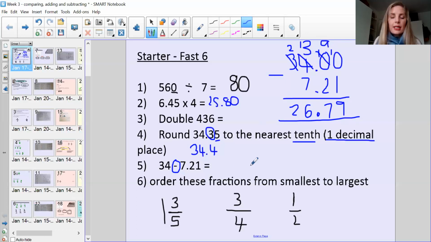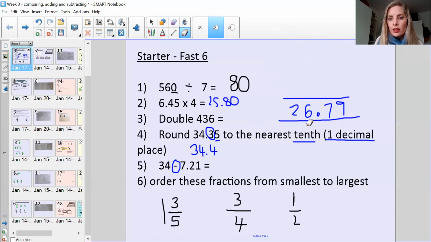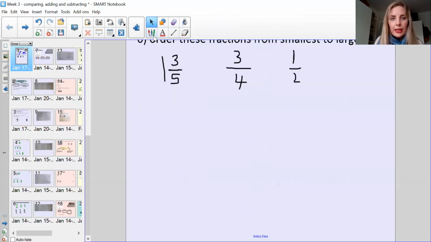And that's happy. Right, and we're all happy. I just did a quick check there to make sure that my answer is correct. Right, so you should have got the answer 26.79. Right, and then the last bit is using our fraction knowledge from last week, okay?